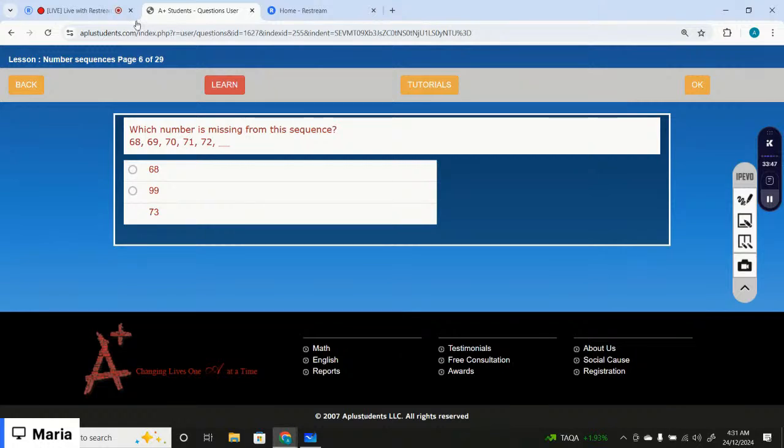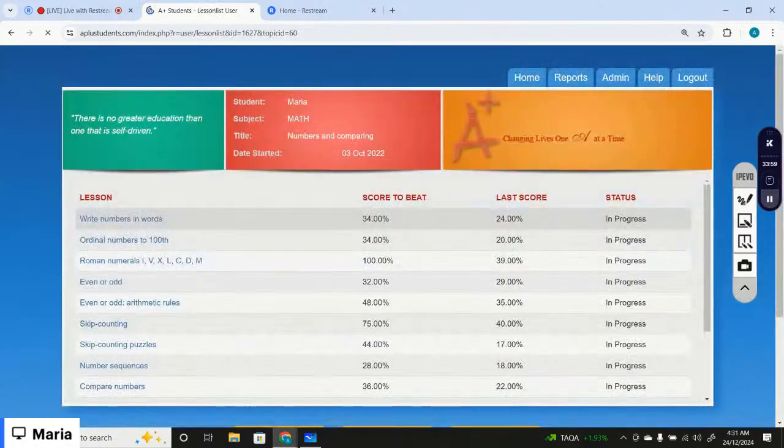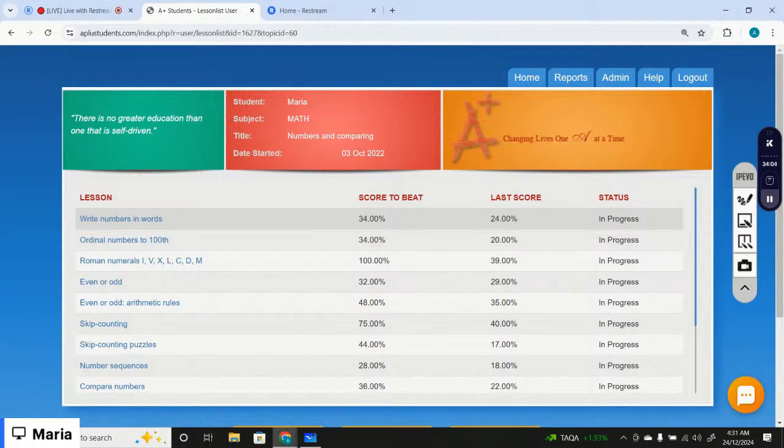73. It is okay. You can complete the lesson by yourself later today. Let me just move on to the next lesson. Compare numbers.